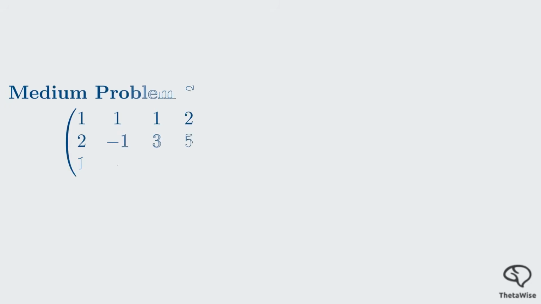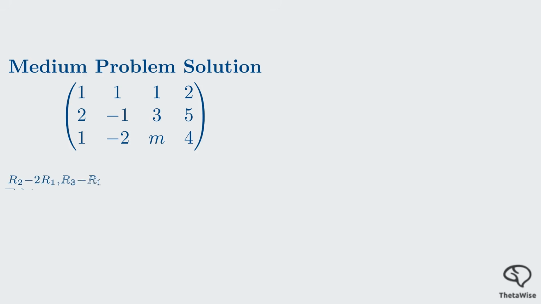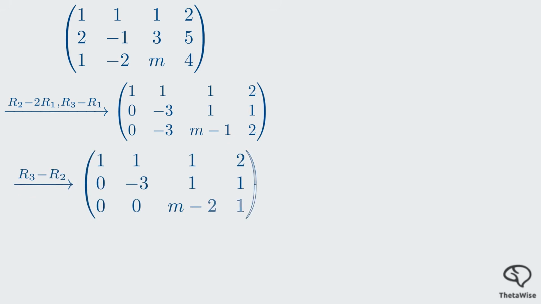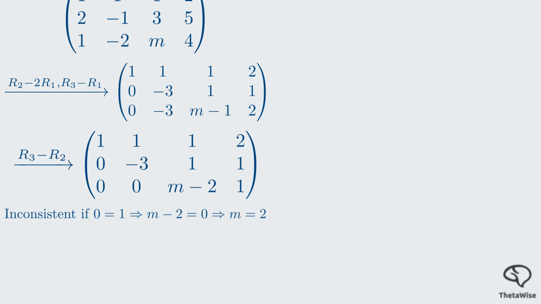For the medium problem, we set up the matrix with the unknown constant m. Reducing the first column, we obtain a new matrix where the second and third rows start with 0 and -3. Subtracting R2 from R3 gives the final row as 0, 0, m-2, and 1. For the system to be inconsistent, the final row must represent 0 equals 1. Therefore, m-2 must equal 0, so m equals 2.